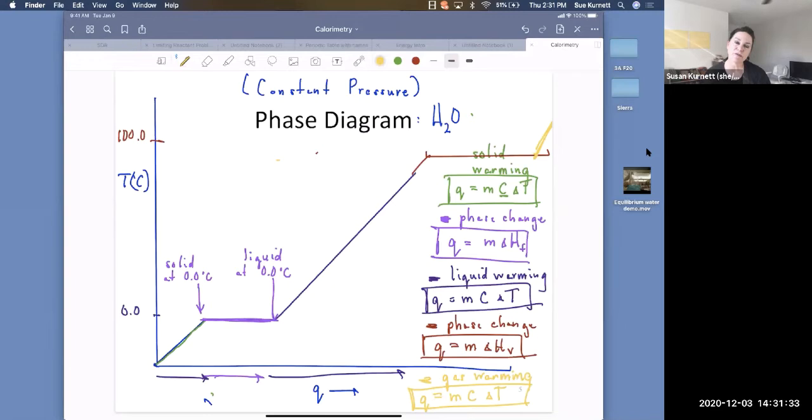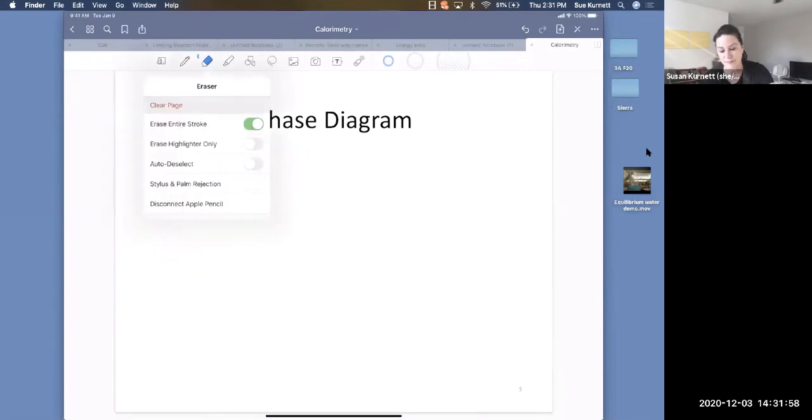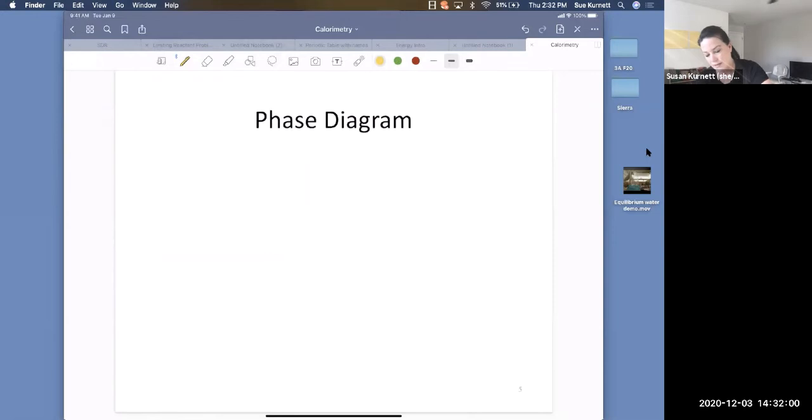Everything that we've done so far was going to the right on this diagram, and those are all endothermic processes. If we were going the other direction, that would be exothermic, and there would be a negative sign to indicate that. And we'll do a couple problems so you'll get to see that. Okay, so are there any questions on this diagram before I erase it?